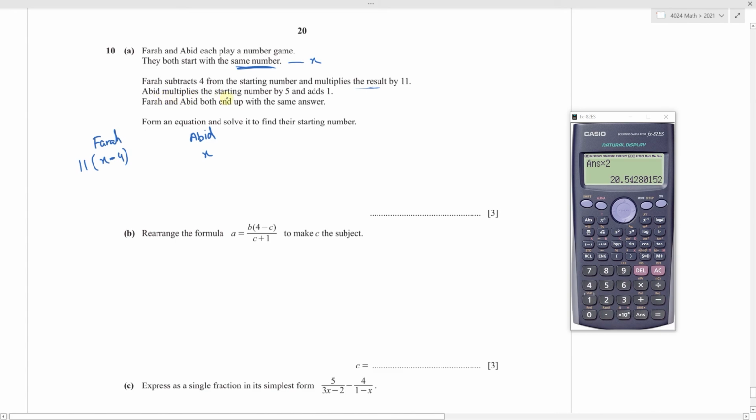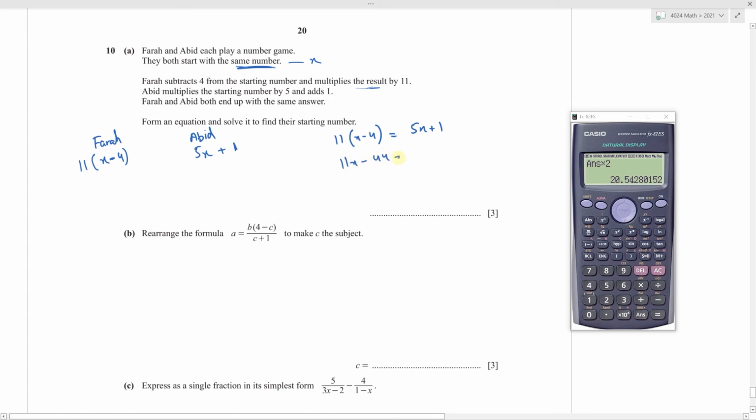Abid multiplies the starting number by 5, so you get 5x, and then adds 1. So you multiplied it by 5 first, and afterwards you added 1 to it. And then you're told that they both end up with the same answer. So that means this equals this. So 11 into x minus 4 equals 5x plus 1. Find the starting number. So x is your starting number. You have an equation in x. So let's solve for x.